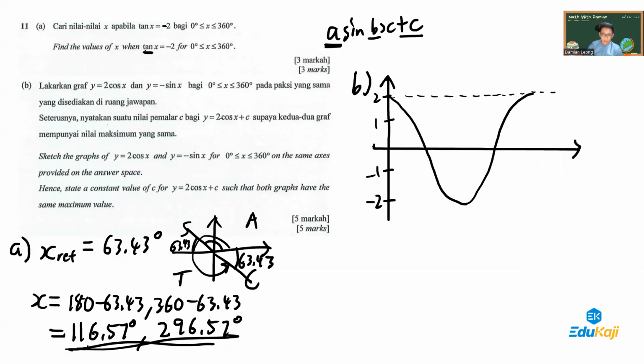Then the other one is negative sine x. Negative sine x means normal sine is like this. So negative means the opposite way. Means it goes down first. Okay. So it goes down, up, and then back down.